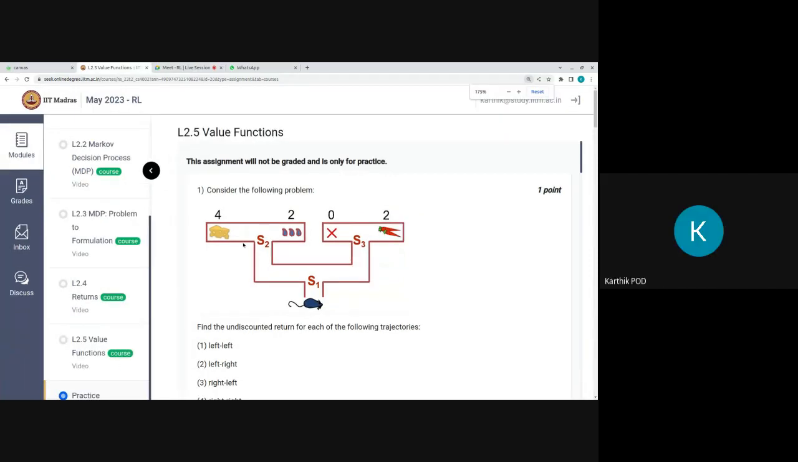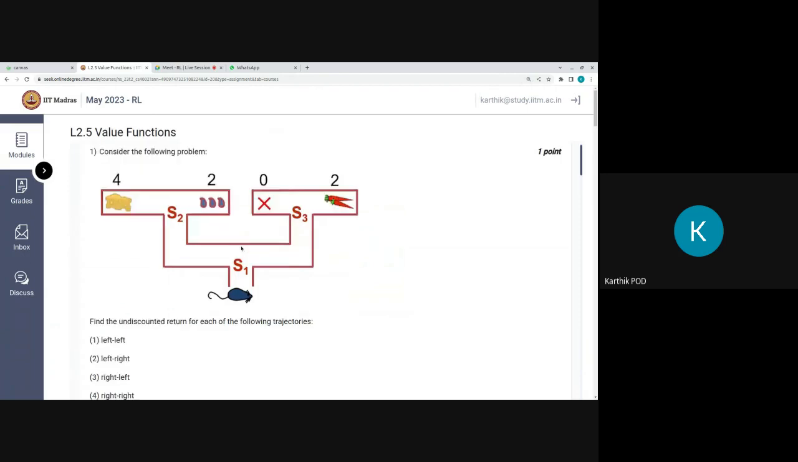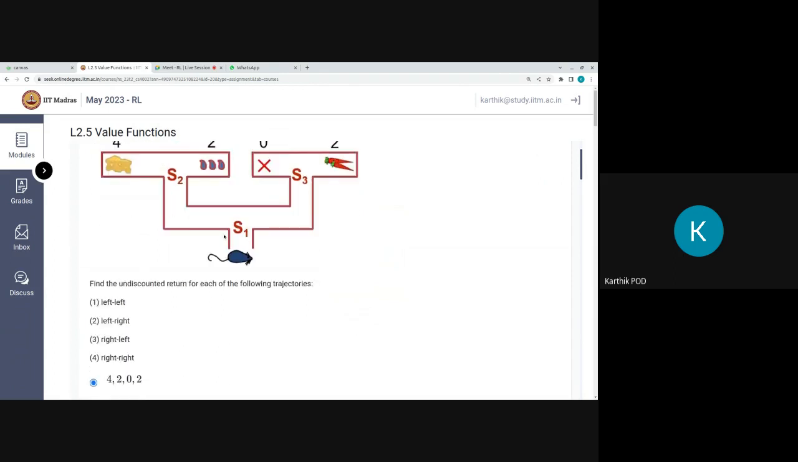Now we have this example from the lectures. Find the undiscounted return for each of the following trajectories. So we have to start from here, and in the first trajectory, you move left. So what do you think is the return for this case? You move, it's 4. If you move left and then you move right, that's 2. And right, left is 0, right is 2. So it's a simple question: 4, 2, 0, 2.